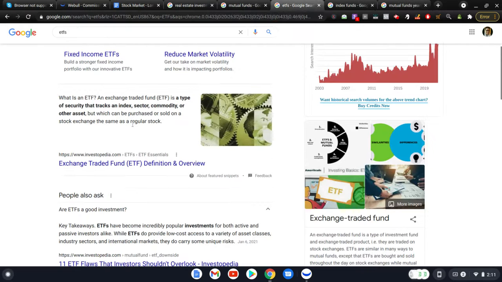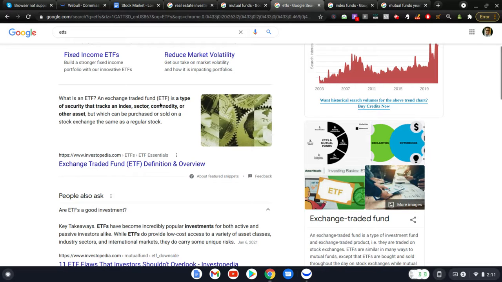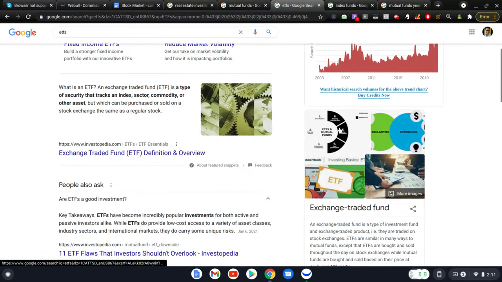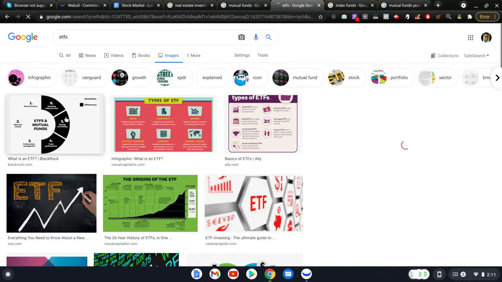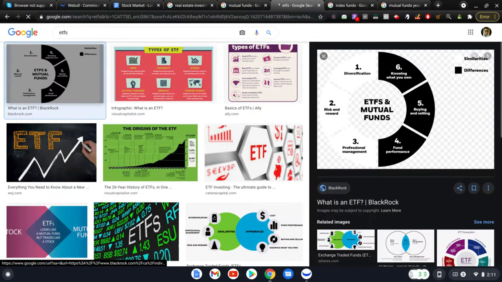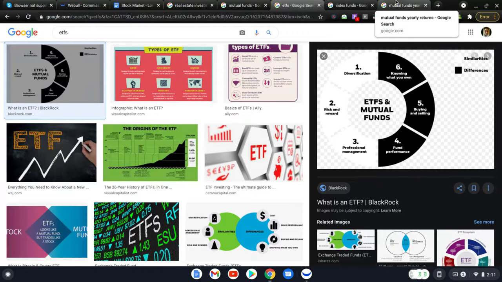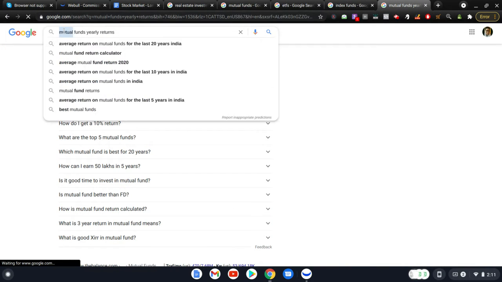Now, ETFs, what are ETFs? They're an exchange traded fund. It's a type of security that tracks an index, sector, commodity or other assets, which can be purchased or sold on a stock exchange, the same as a regular stock. So, long story short, it's a portfolio where many types of companies are purchased into one portfolio. It's not so much focused on real estate, for example. It's more diversified as far as the type of companies placed behind those portfolios.